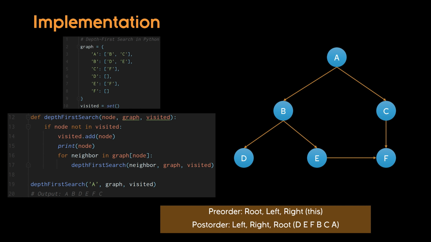By the way, this depth first search is called a pre-order traversal because we print the root first, then the left subtree, and finally the right subtree. If we place the print under the for loop, then the algorithm will be called post-order traversal, because we will have the left subtree, the right subtree, and then the root. And there are also other versions.